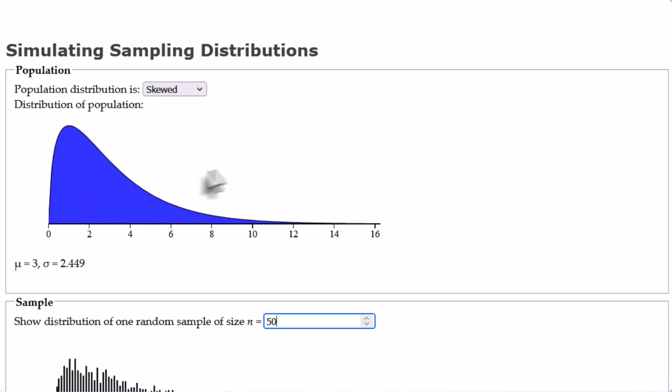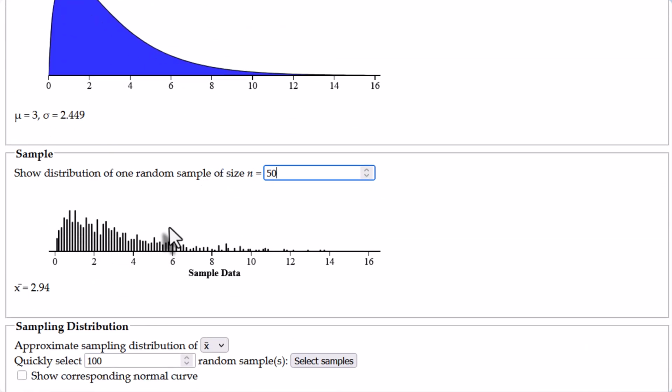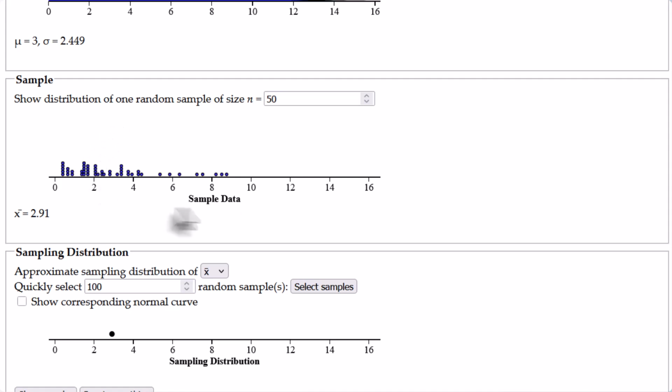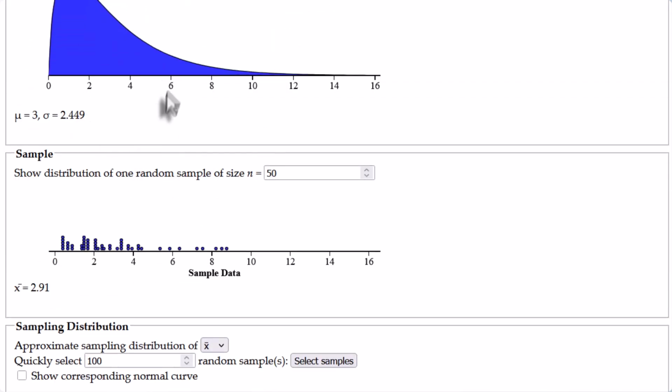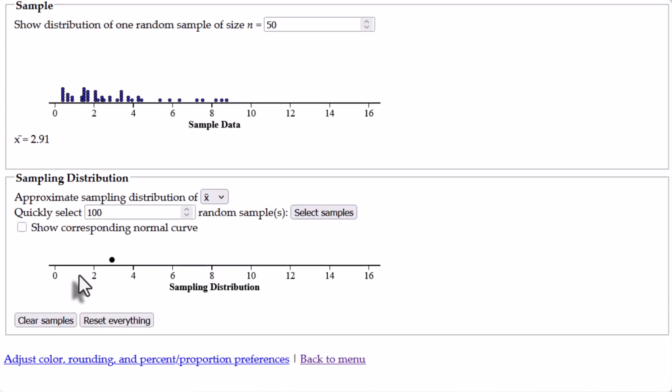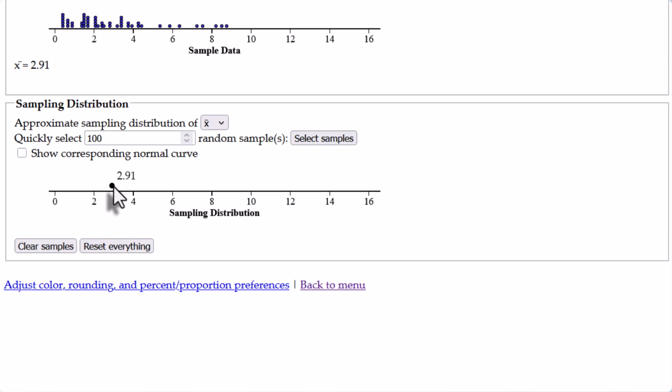But from our population, we're going to select different samples. Here I have one random sample with size 50. So all of these dots in this little dot plot are representing 50 values from our general population. And we're recording the sample mean from this sample. So this particular sample has a mean of 2.91. And I'm plotting that on a dot plot down here for the sampling distribution.